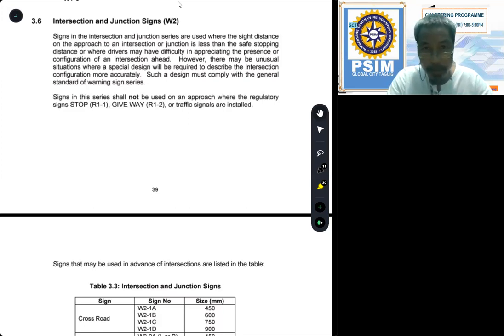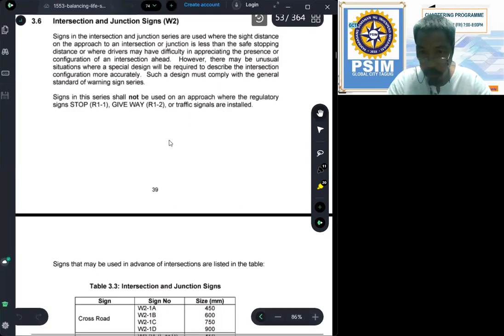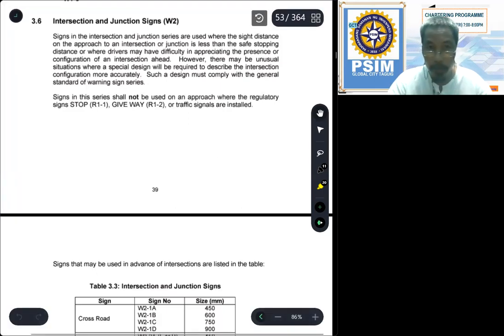we're back and we're going to talk about W2 classification warning signs. So in the previous module, previous video, we had the horizontal alignment signs. Now we have intersection and junction signs, W2. So what do we mean by this?